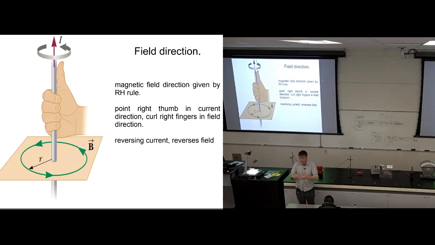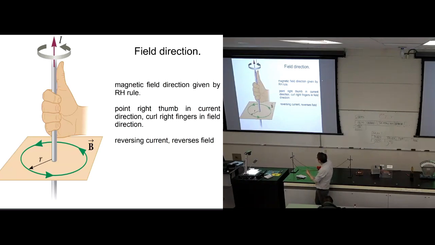So if you look at my fingers curling around my thumb, they go towards the front of the class on the right-hand side of my thumb, and then they return out from the front of the class towards you on the left-hand side of my thumb. And that's exactly what the sketch indicates. The thumb is pointing upwards in the direction of the current. The fingers are curling around the thumb. They're curling in the direction of the field lines here.